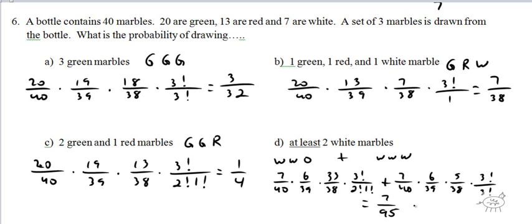Okay, so watch out for that word at least, or no more than, or up to, or whatever, because make sure then it's multiple possibilities, and that's why you're going to use or, which is then addition.